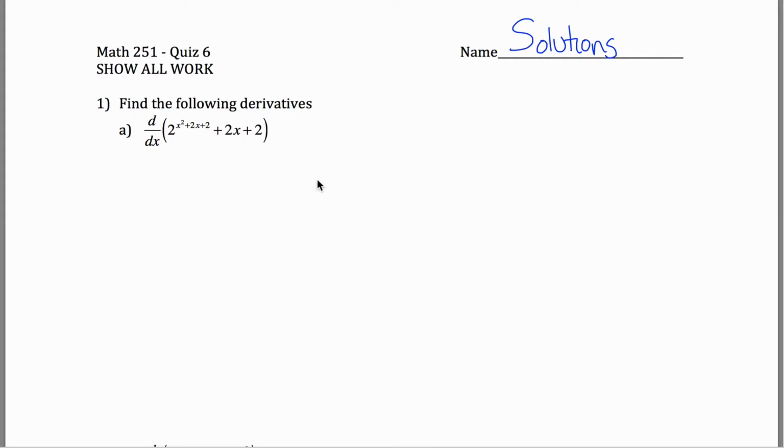All right, here are solutions for quiz 6, Math 251. For the first problem, you're given a couple of derivatives here and asked to find what the derivative is. So it's a whole lot of chain rule.